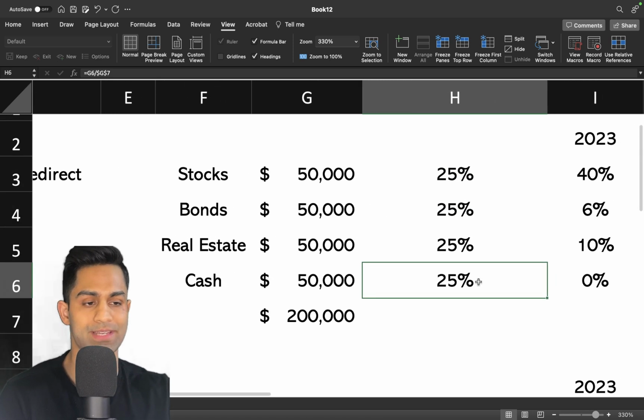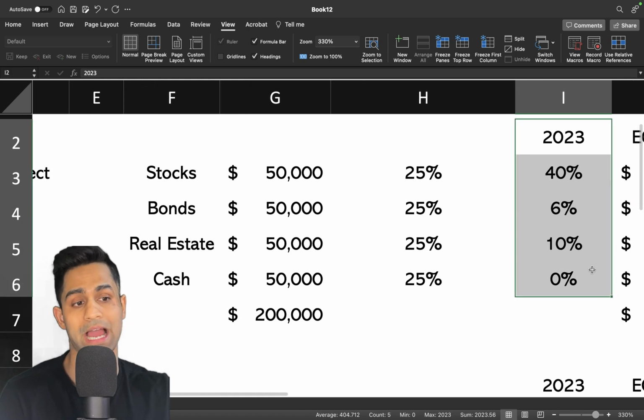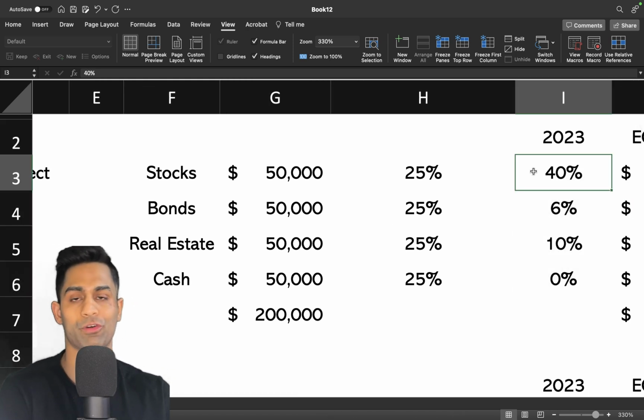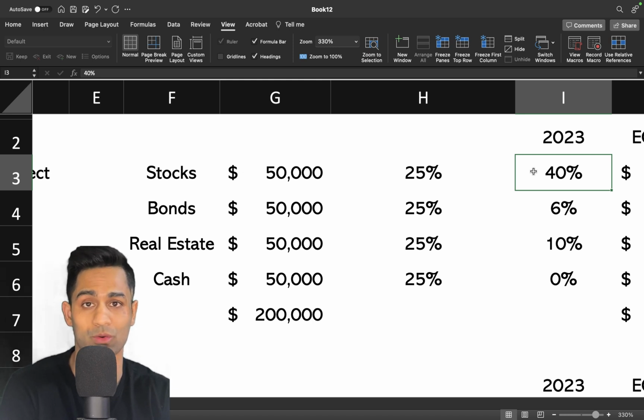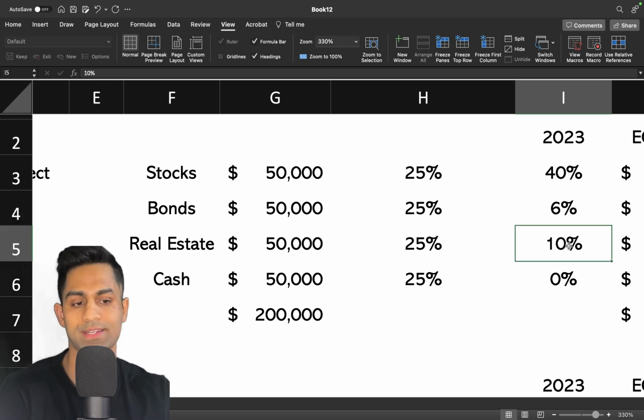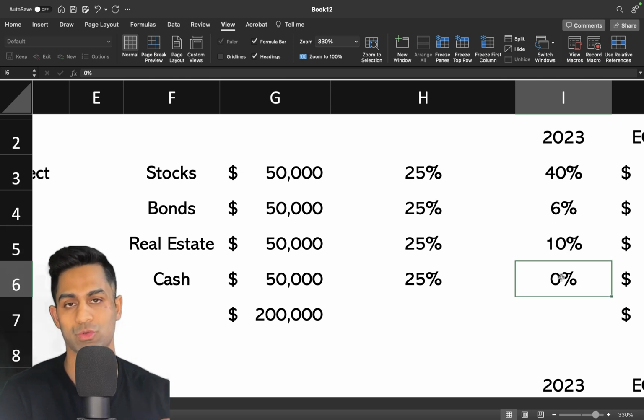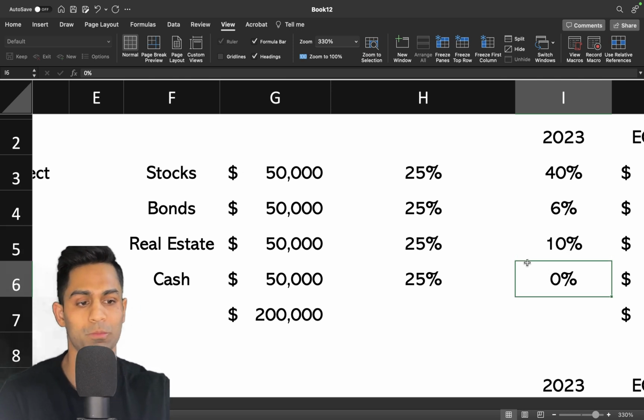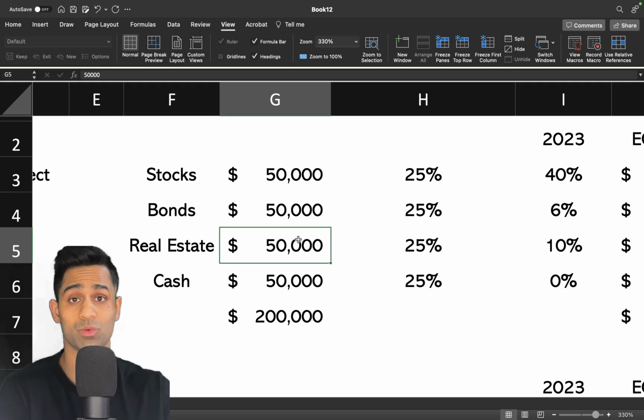Now, let's just say, for example, in 2023, this happens. Stocks end up rallying over 40%. That's a huge gain, right? Bonds don't rally as much as stocks. They go up 6%. Real estate, let's just say it goes up 10%, and cash doesn't go anywhere, so it's only 0%.